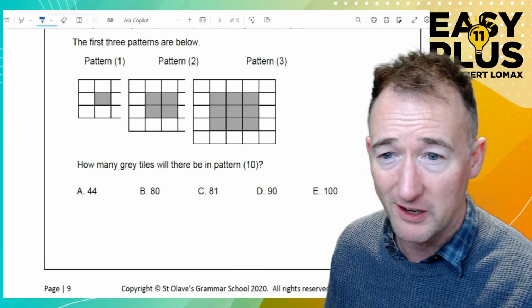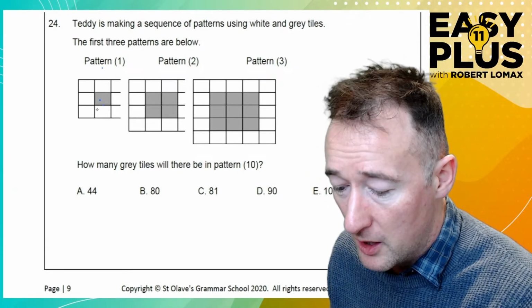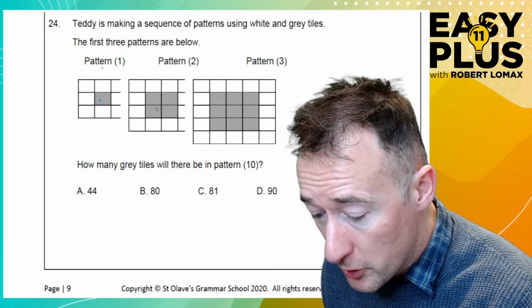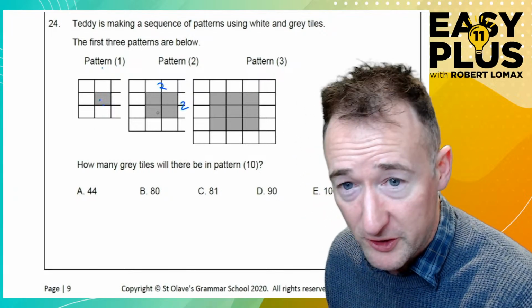So let's just focus on the grey tiles. In pattern 1, we got 1 grey tile. Maybe in pattern 2 there'll be 2 grey tiles. No, there are 4 grey tiles. So in pattern 2 we seem to have 2 this way and 2 that way. 2 times 2 is 4.